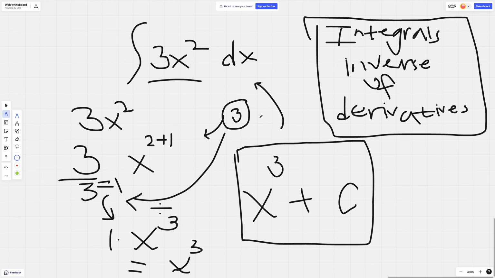That is very, very important to note. The antiderivative, or the integral of 3x squared, is equal to x cubed plus c. Not just x cubed, but rather x cubed plus c. Now let's move on to the formal definition of integrals.